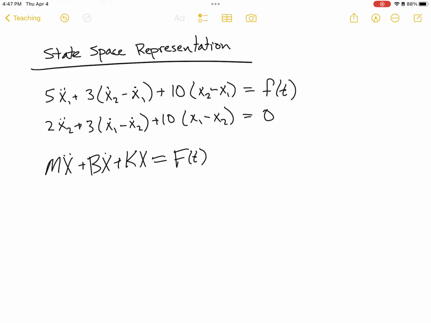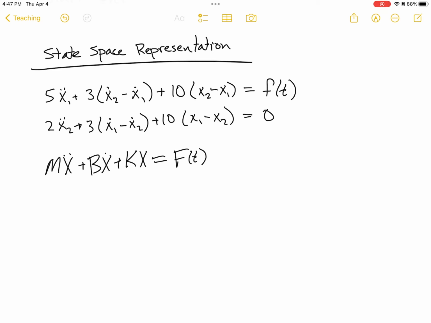And what we also did in the past is we said in the special case where B is equal to 0, where there is no damping, then we can do a type of eigenvalue analysis on this system. But if B is non-zero, then the eigenvalue analysis becomes much more difficult. We get what's called a quadratic eigenvalue problem, which is not something that we necessarily want to be dealing with.